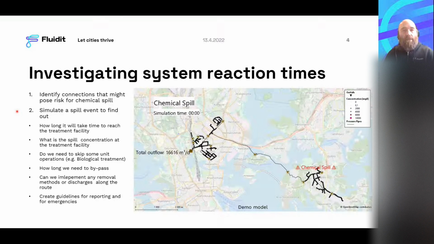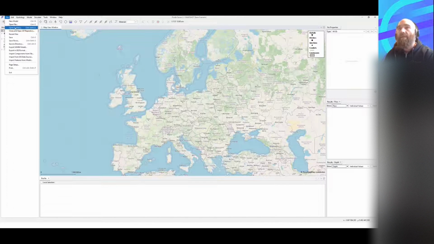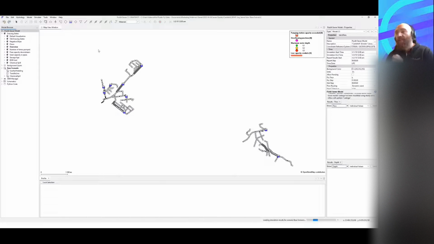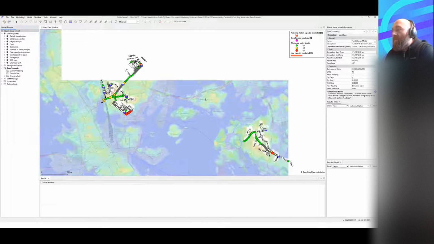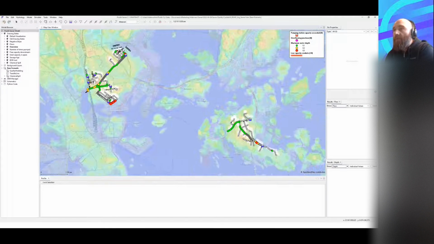I will go into the Fluidit Sewer now. So you should be seeing the UI of the software. So I will open my demo model. So this is not an actual network. A few words of the UI. Some of you might know it already, but there are others who don't.